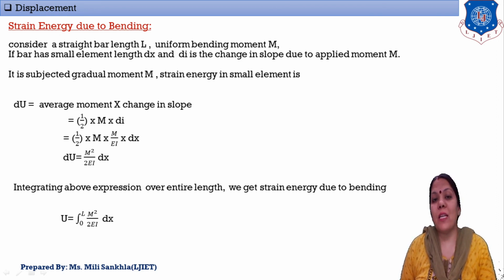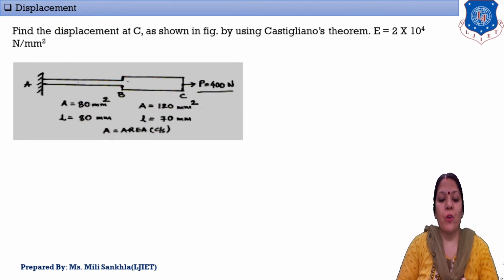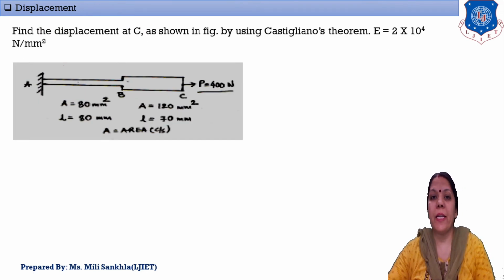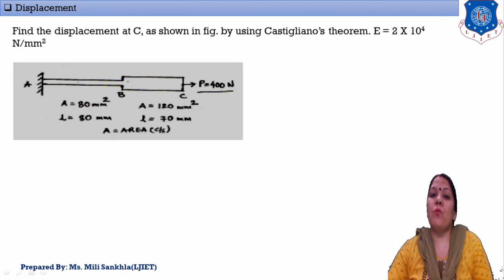Now we solve one example of axial loading. Again we refer to our given data. In this example, find the deflection at C as shown in the figure using Castigliano's theorem 1, where E is equal to 2 into 10 raised to 4. The first area is given as 80 and the second area is given as 120.